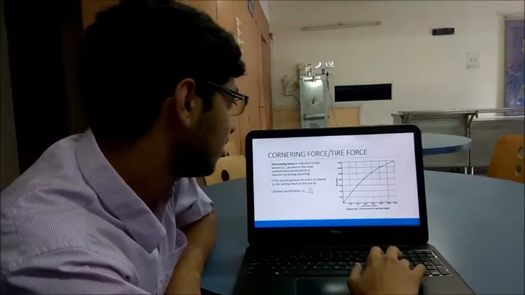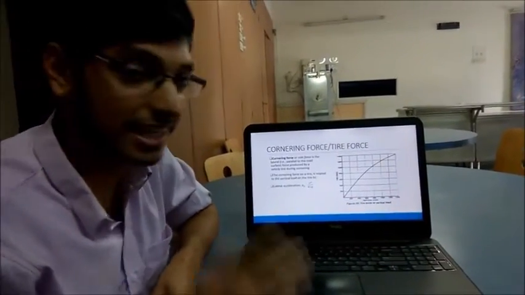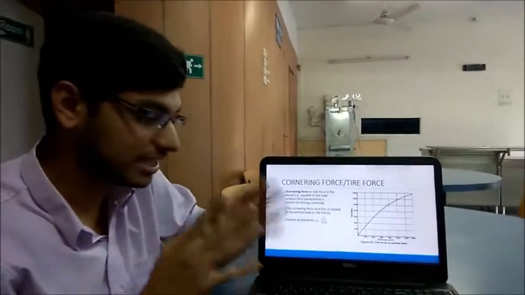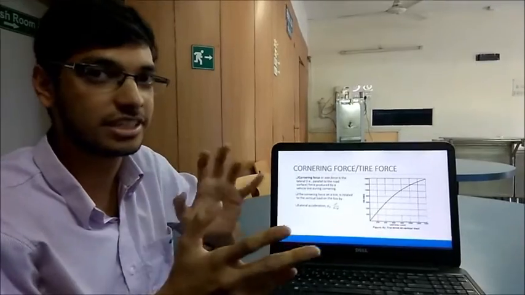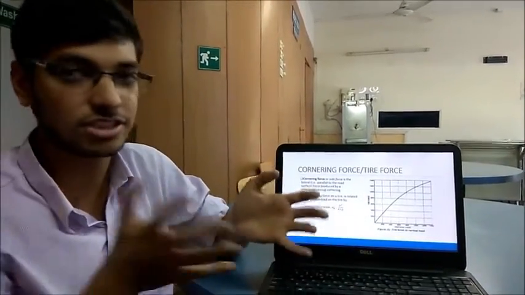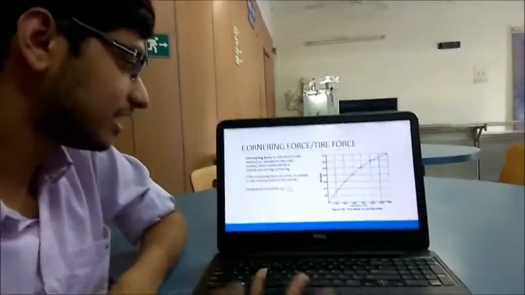Now moving on, we go to cornering force or tire force. This is the side force generated by the tires during cornering. So this is the force that keeps the car in the turn and negates the centrifugal force. Without this force, the car would just understeer and be thrown out. So this is generated by the tires.